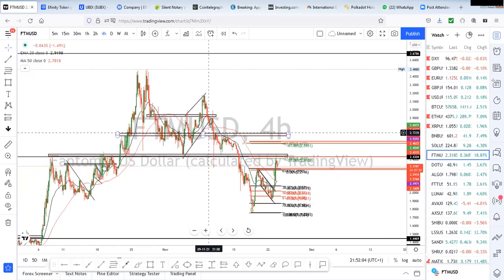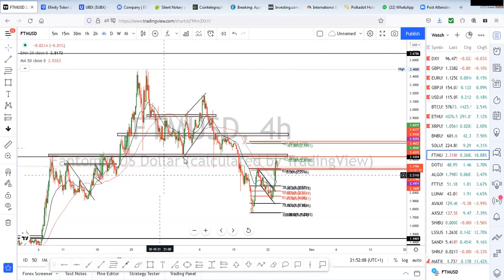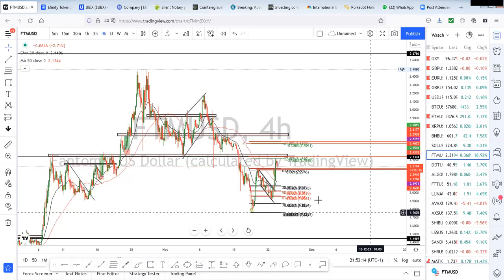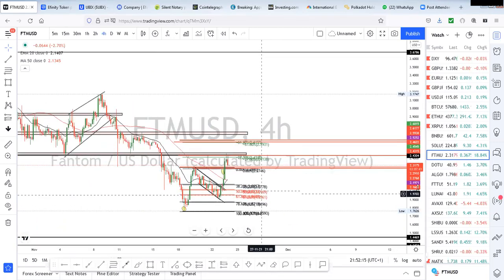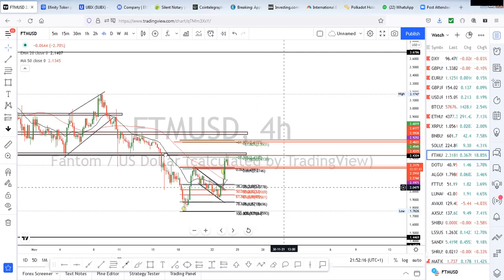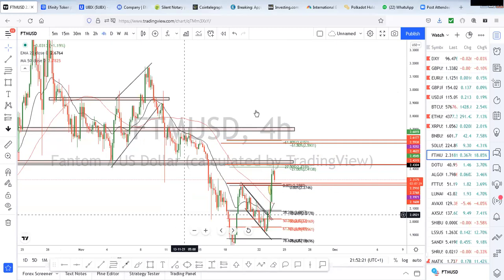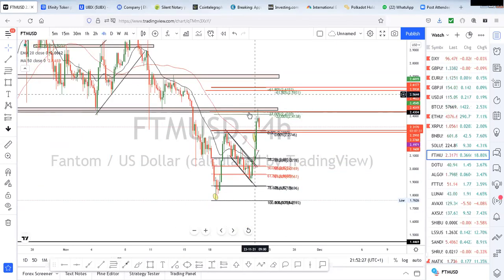You see this place, how many touches do you see? 1, 2, 3, 4, 5, 6. You see that negative 27. Price didn't pass through this resistance level. Price didn't break through the resistance level. Now it's dropping.